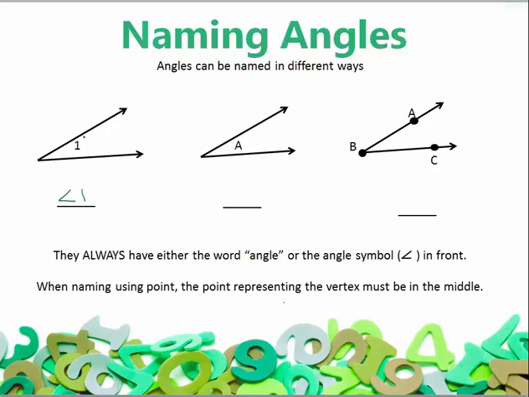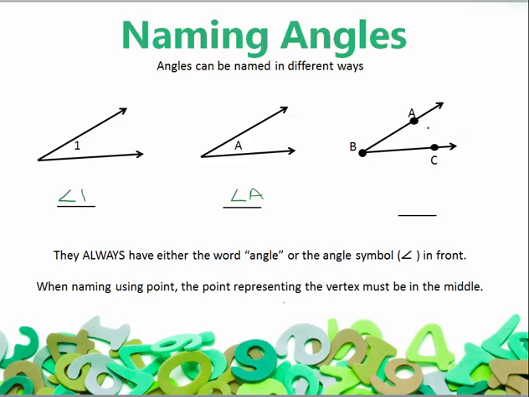Now the number may be here in the center, but it may also be here at the tip, or what's called the vertex. You can also name an angle using letters. In this case, this is angle A. Again, use the symbol A. Now an angle can be named with a capital letter or a small letter.